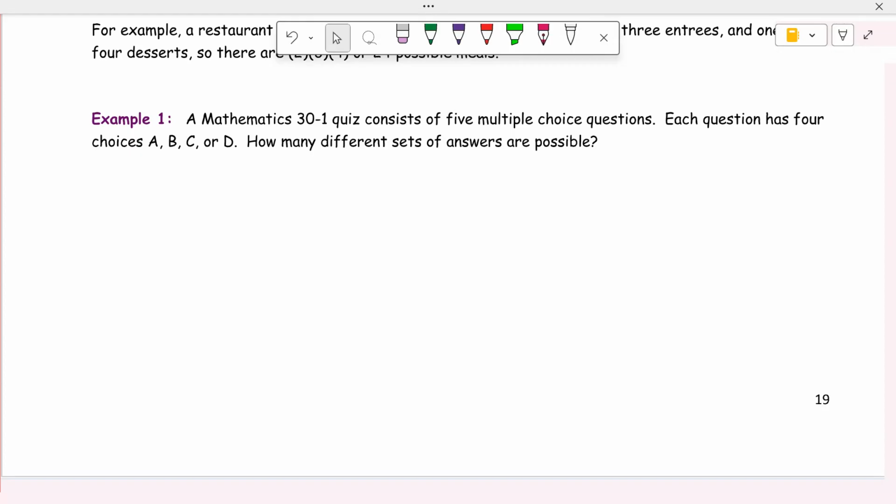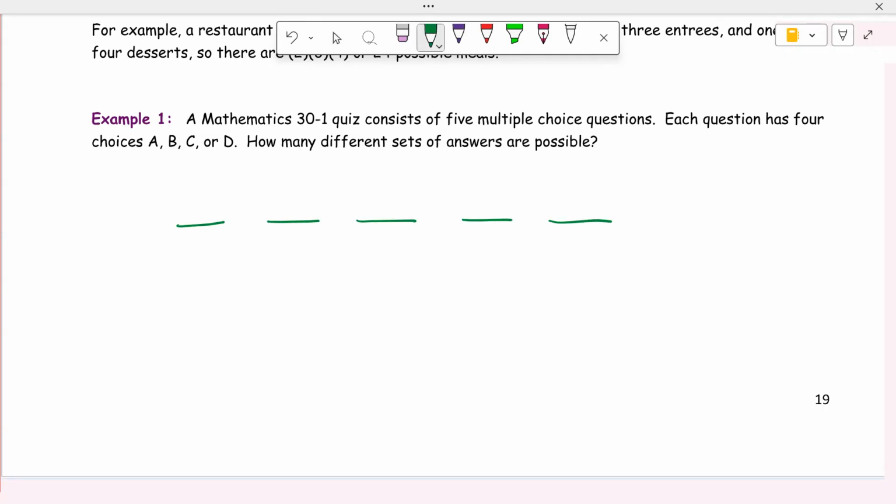Logs and exponents. All right, so example 1 says a Mathematics 30-1 quiz consists of 5 multiple choice questions. Each question has 4 choices, A, B, C, or D. How many different sets of answers are possible? Right, so if we wanted to know how many ways you could bubble in that bubble sheet without any kind of just randomness, right? 5 questions.